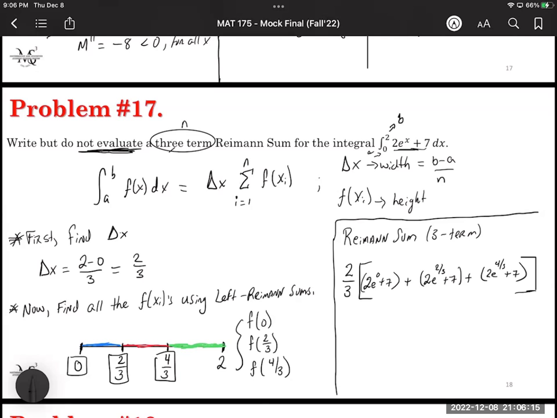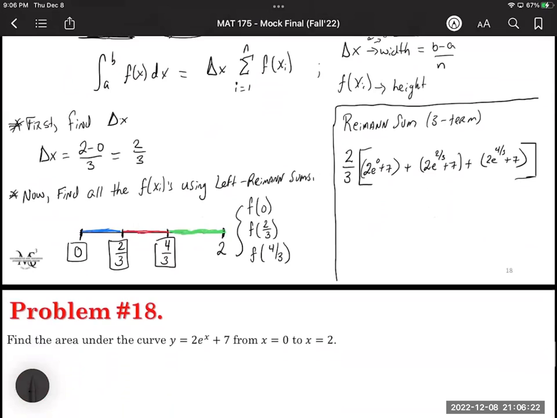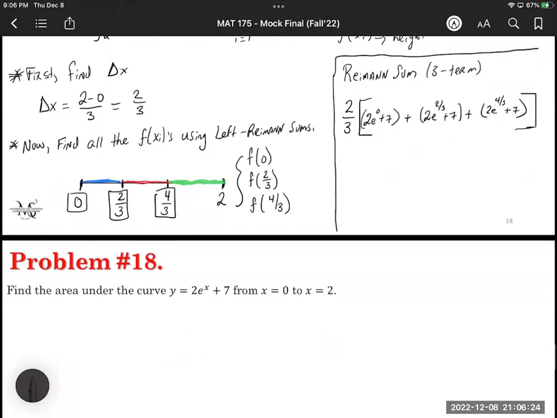Okay, we're almost done. We got 3 more problems to do, and then we'll wrap it up. So I'll continue moving down. Now problem 18 says find the area under this curve from x equals 0 to x equals 2.